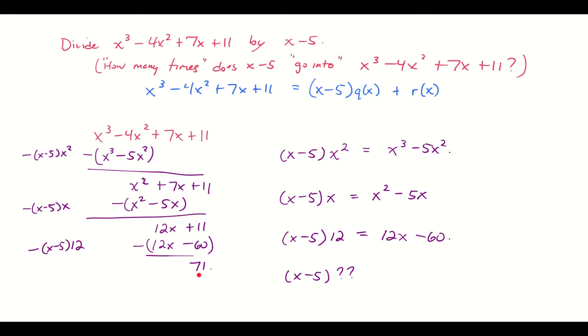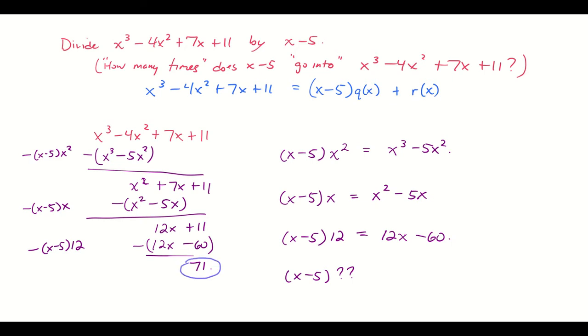And I really don't want to muddle this anymore by reintroducing variables. 71 is kind of a nice small thing to have left over in terms of polynomials. It has no variables, it's constant. So I think this is where I'm going to stop. I'm going to stop with a remainder of 71. But let's interpret the result we've come up with here.